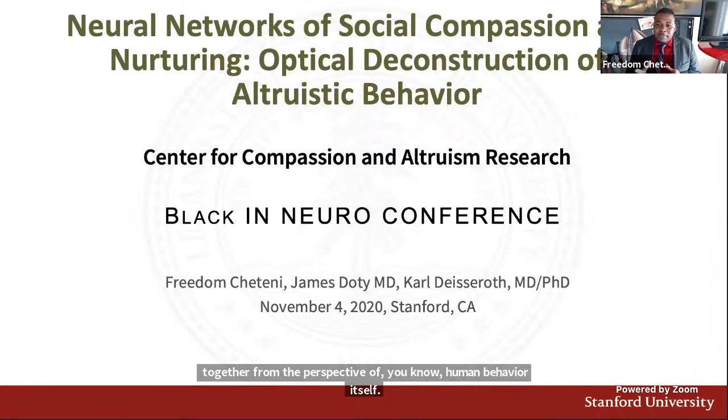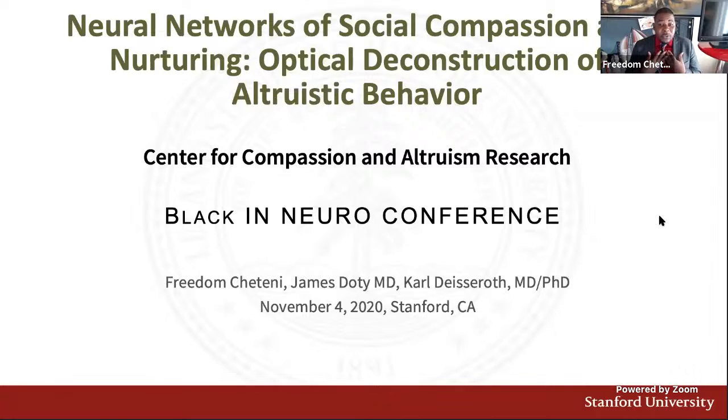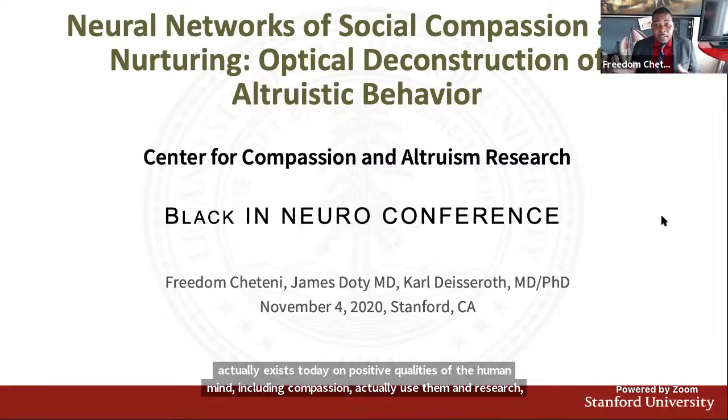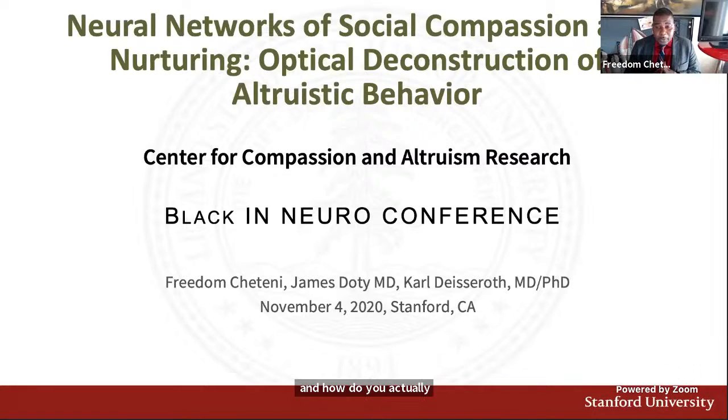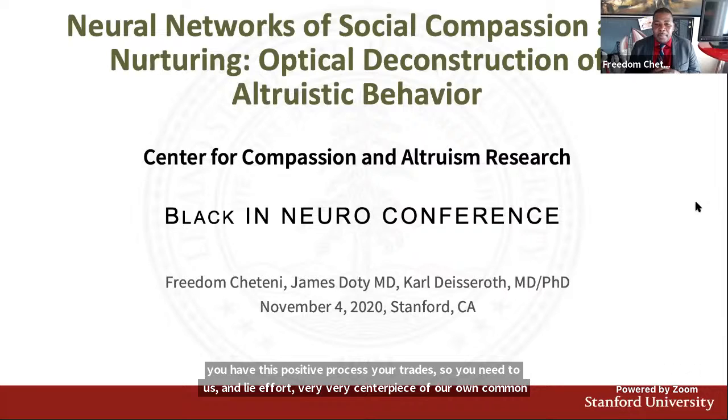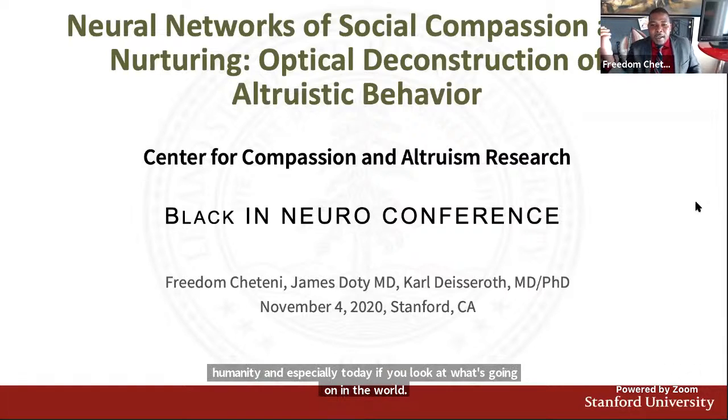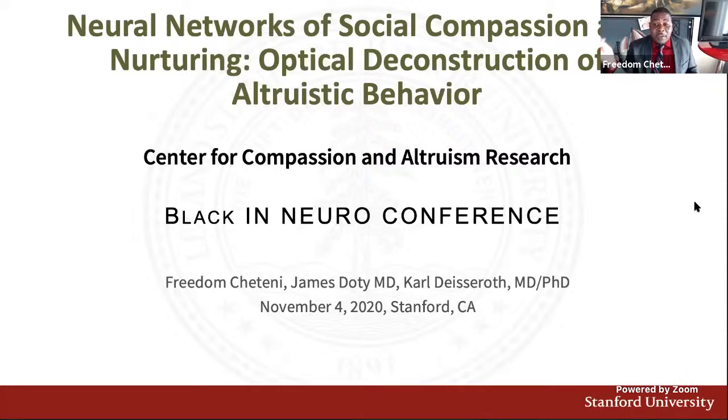Yet these positive pro-social traits are so innate to us and lie at the very centerpiece of our common humanity. And especially today, if you look at what's going on in the world, we don't have to go too far away to look at the neurological basis of compassion for humanity. Our capacity as humans to feel compassion has really ensured the survival and thriving of our species over millennia. And that's what our research is really grounded on.